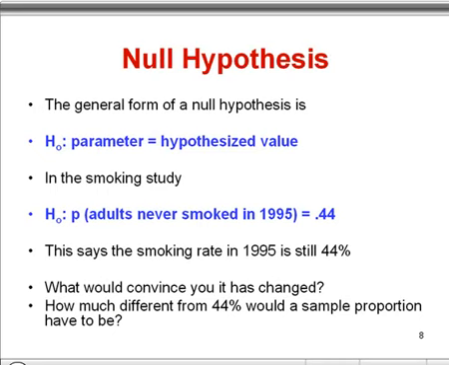It is important to recognize the general form of a null hypothesis. It says that a parameter is equal to some hypothesized value. In this case, it says that the true proportion of non-smokers in 1995 is still 44%. Nothing has changed since the 1960s.